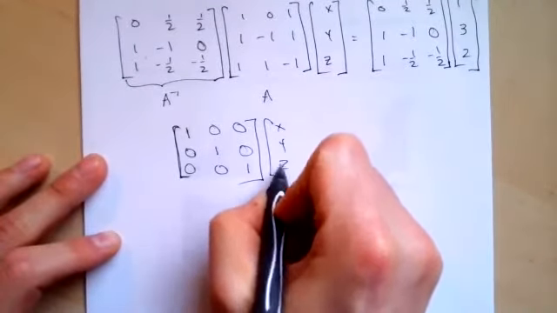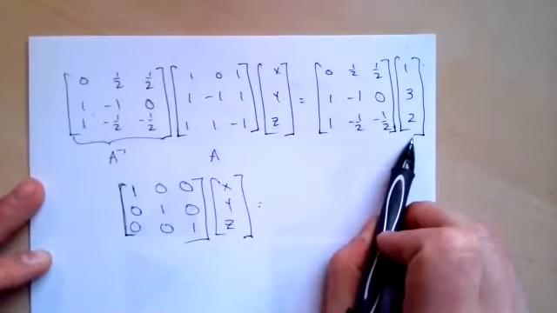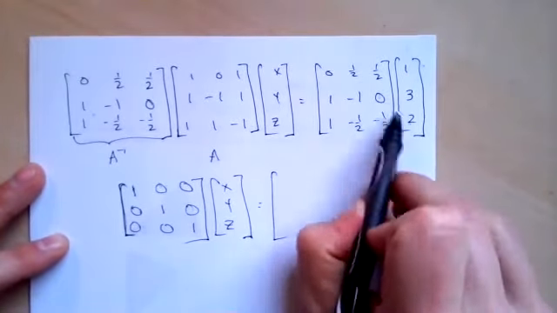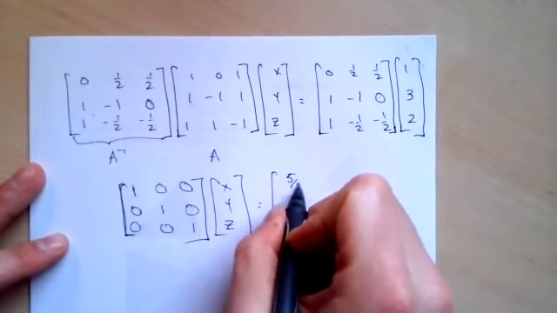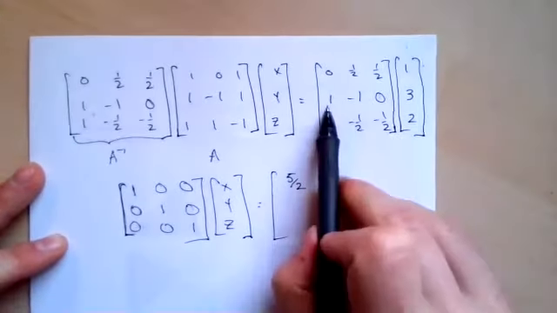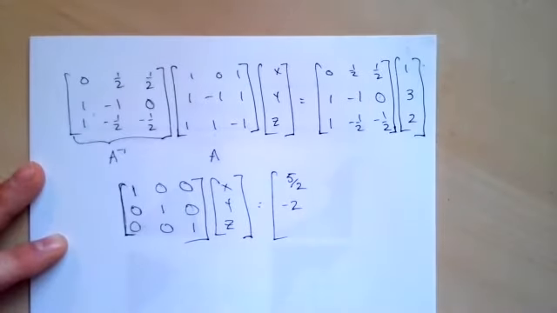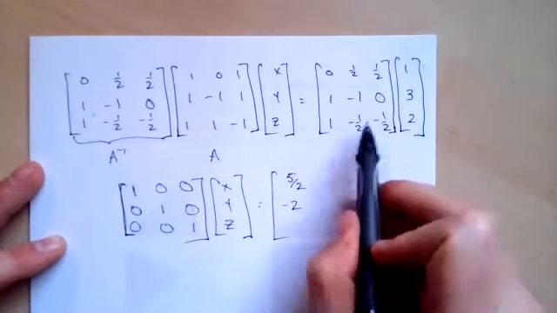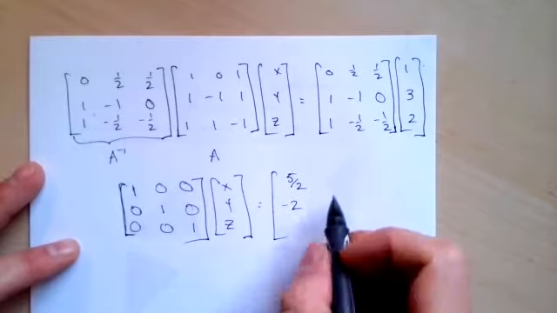We've got x, y, z. And now we need to perform this multiplication. So we will have 0, 3/2, and 2/2. So that'll give us 5/2. We will have 1 minus 3 plus 0. So -2. And then we've got 1 minus 3/2 minus 2/2. So 1 minus 5/2. So -3/2.